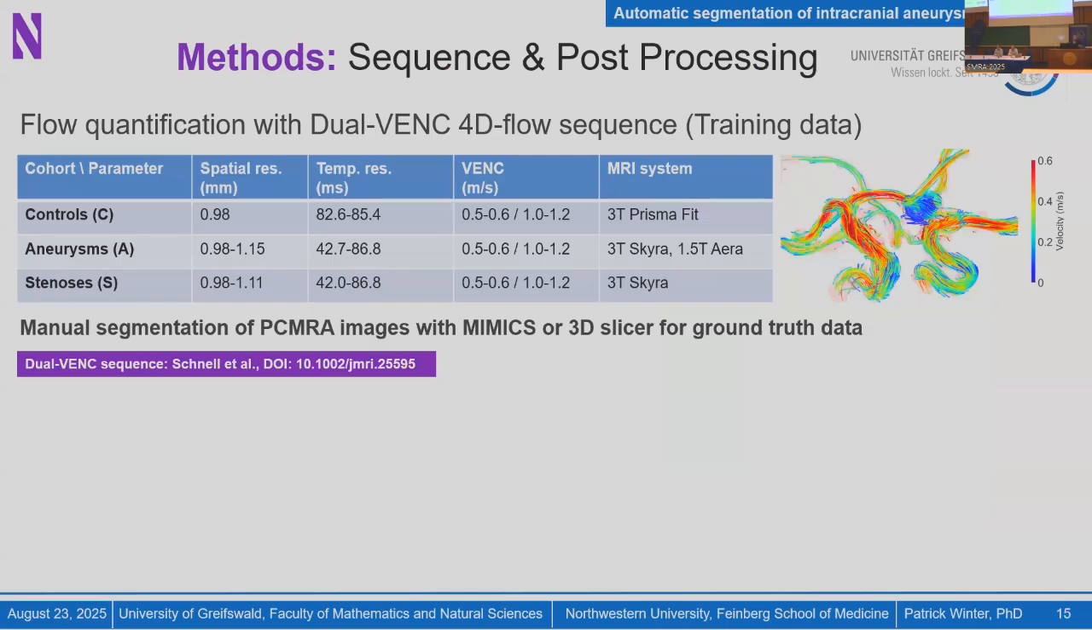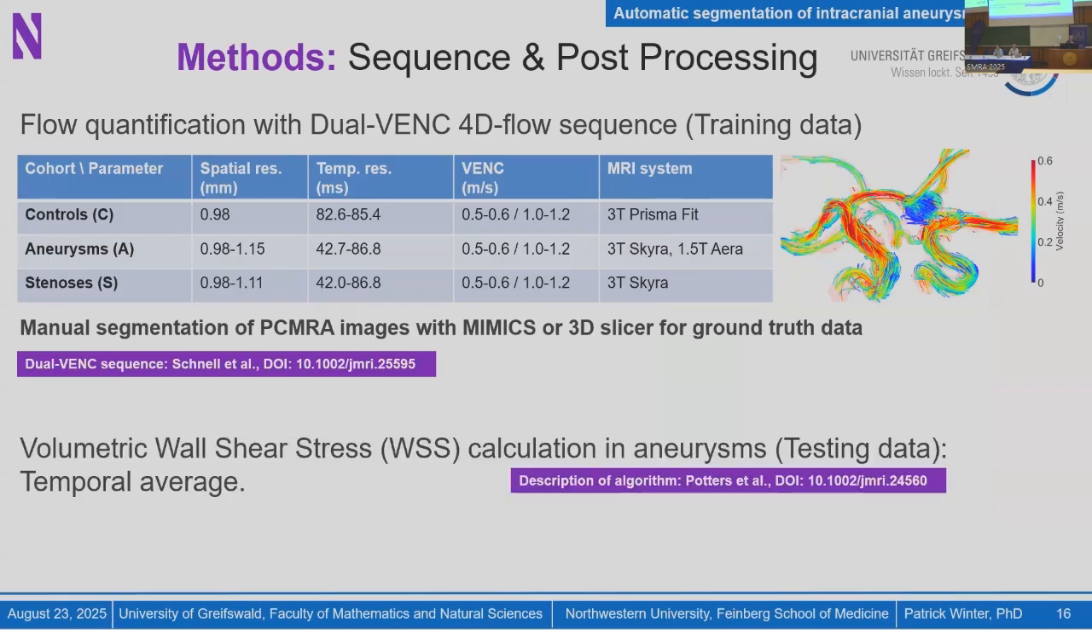For the flow measurements, we used the dual-bank 4D flow MRI sequence developed by Susanne Schnell et al. The measurements were acquired on 4 different Siemens scanners. After the measurement, we manually segmented the PCMRA images using either Mimics or 3D Slicer, and these images were used as ground truth data.